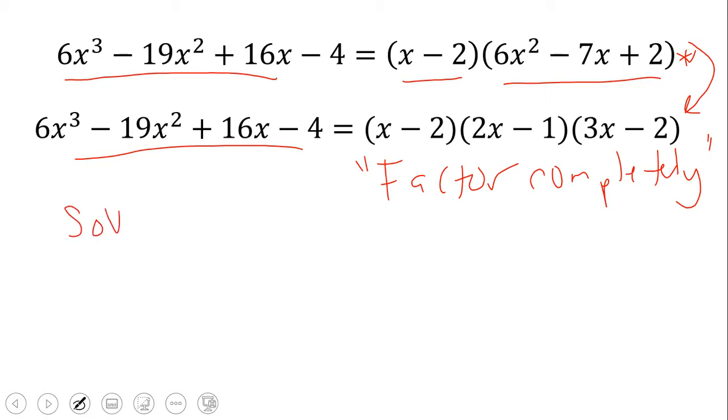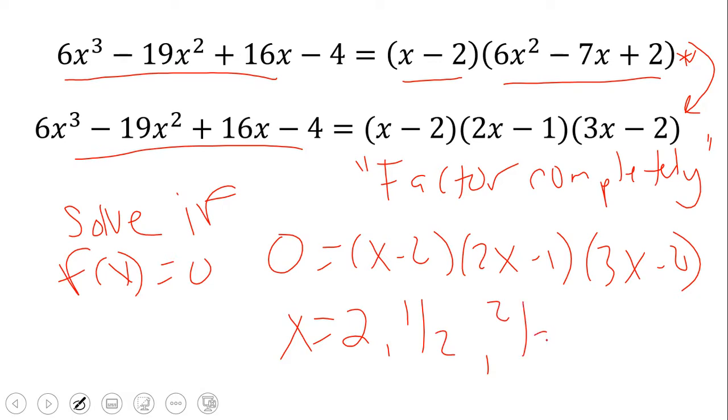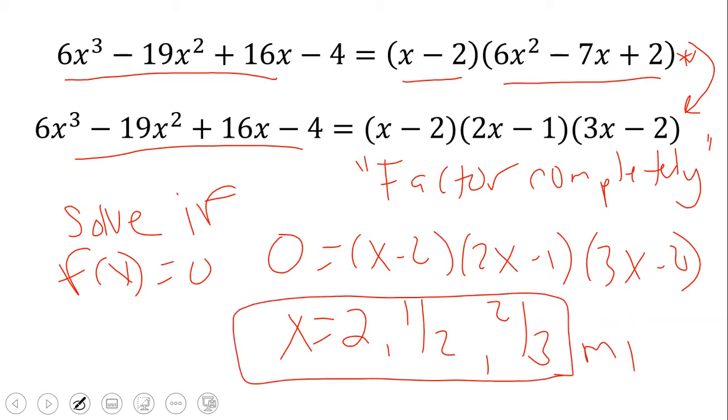The other thing that they could ask you to do is to solve. And mostly they would say solve if f of x is equal to 0. So that would mean that after you factored completely, you would set it equal to 0. Then you would actually solve for each of those x's. And of course, if you reverse the signs, you would get positive 2, positive 1/2, and positive 2/3. Those would be your 3 zeros or your 3 x-intercepts. Notice that those would all have multiplicity 1, which would be important to know if I asked you to graph it. I'm not going to do that right now, but still good to know.